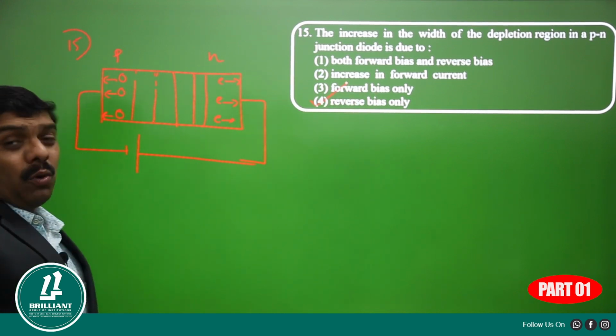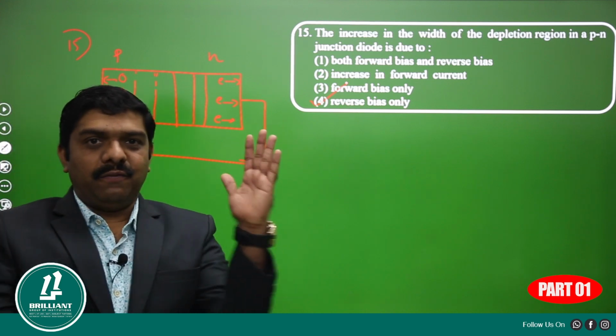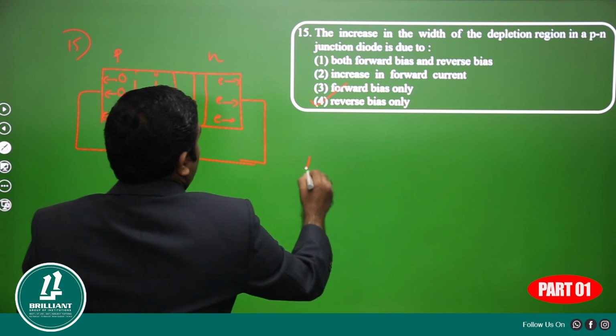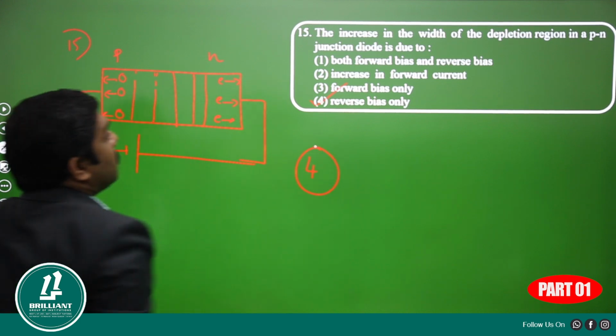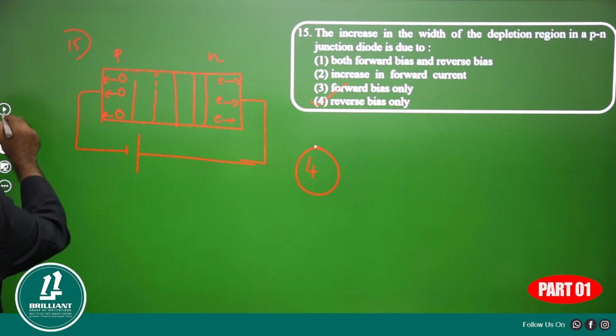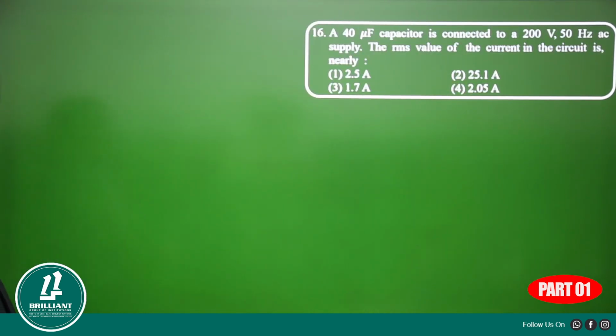Forward bias has the opposite effect. The width of the depletion region will decrease. So the right answer is option 4. It's reverse bias. Now we are doing question 16.